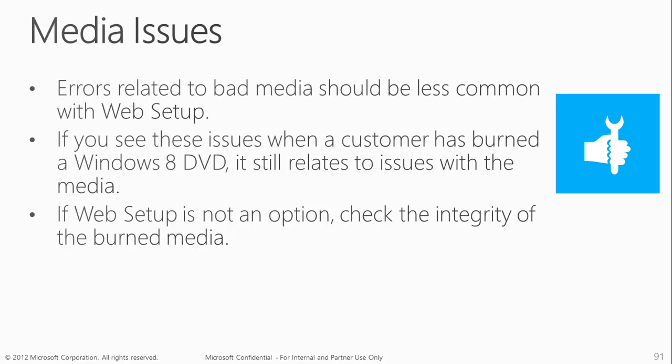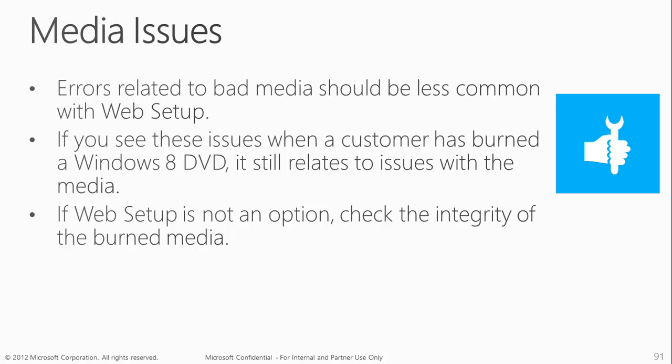Alright, so troubleshooting other issues. The troubleshooting steps you use for Windows 7, as we mentioned, are going to continue to apply. There are a few changes that we need to talk through. One of them is related to media issues. This could be errors related to bad media, like DVD driver errors or hangs during setup.